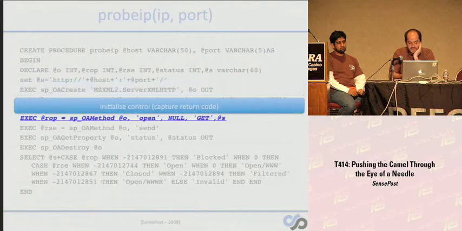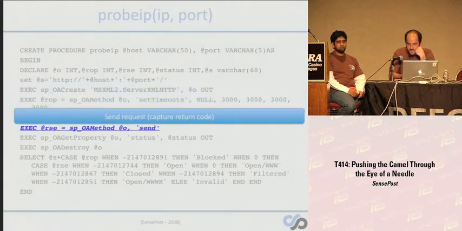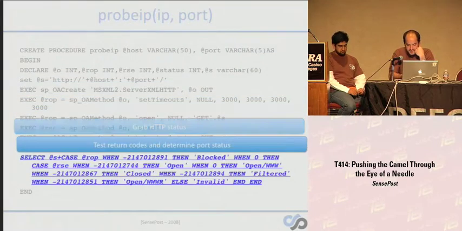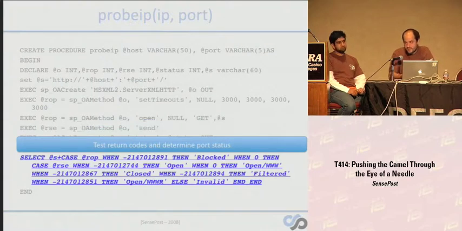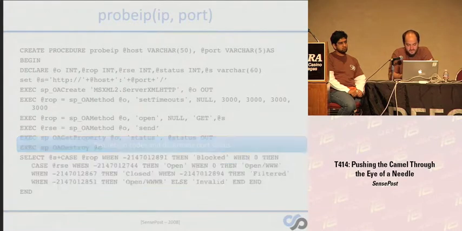It sets some timeouts. It opens the object, sends the request, monitors the status. And then based on all of the return values from those methods, we're able to fingerprint whether that port is open, closed, or so on.